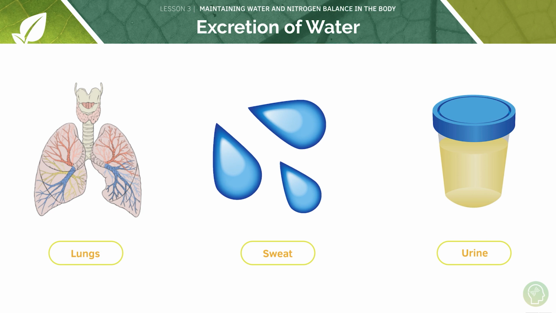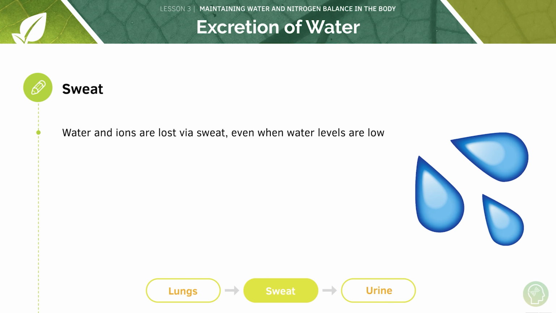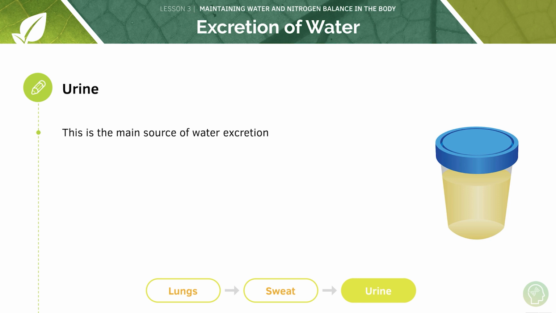So this just summarises it for you. We can't really control how much water we lose via the lungs, because when we breathe out, water vapour and carbon dioxide leave our lungs. We can't control this so much. Same with sweat. So water and ions are lost via sweat, even when water levels are low. So if you exercise, you're going to sweat, whether or not your water levels are high or low in your body, and it's quite difficult to control this too. And with urine, this is the main source of water excretion. You can't really control this too much, but I guess you can control it to an extent because urinating is a voluntary action.